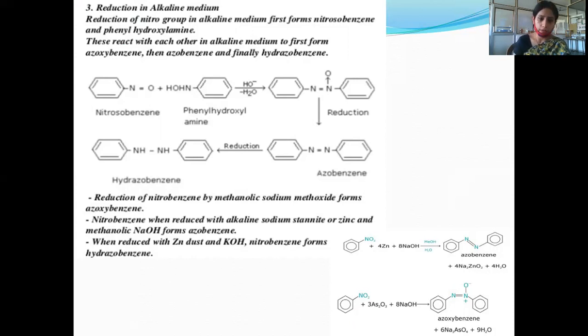Now when this reduction is done by methanolic sodium methoxide, it forms azoxybenzene. And when nitrobenzene is reduced in alkaline medium using sodium, sodium cyanide, zinc or methanolic reagents, any of which, then it gives azobenzene. When it is reduced with zinc dust and alkali, then it forms hydroazobenzene. And the reaction is given in the right corner. So it gives azobenzene and azoxybenzene using different reagents. So we see that in alkaline medium also, when we use different reagents, we get different derivatives.